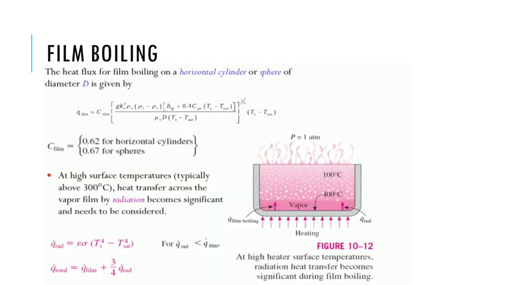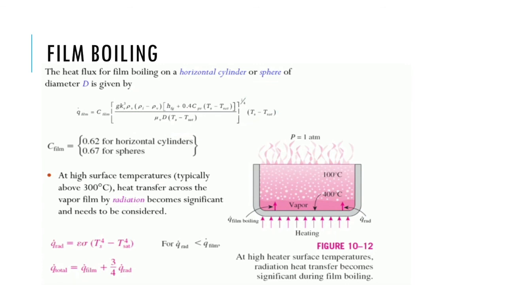Then we have film boiling. The heat flux for film boiling on a horizontal cylinder or sphere of diameter D is given by this equation, where Q film is equal to C film into the fourth root of g kV cubed rho V into rho L minus rho V into HFG plus 0.4 CPV into Ts minus T saturation, divided by mu V into D into Ts minus T saturation, multiplied by Ts minus T saturation. C film is equal to 0.62 for horizontal cylinders and 0.67 for spheres.